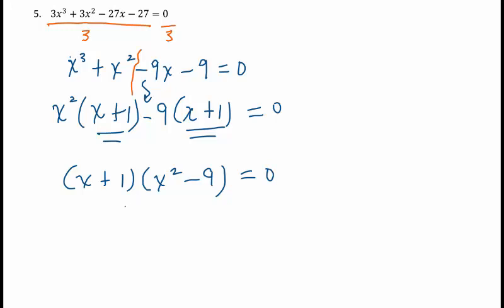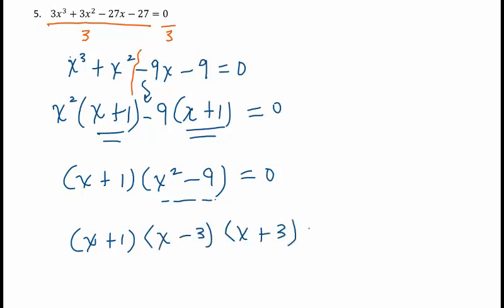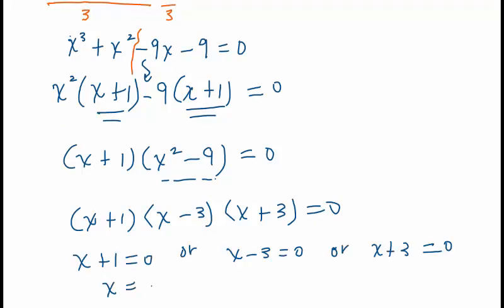is equal to 0. And one more thing, we can actually factor this second binomial because that's a difference of two squares. So we have x plus 1 times x minus 3 times x plus 3 is equal to 0. And set each of these factors equal to 0 and solve. So x equals negative 1, positive 3, or negative 3.